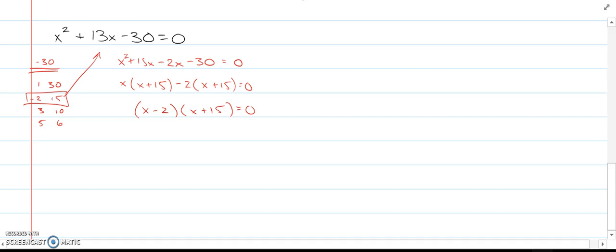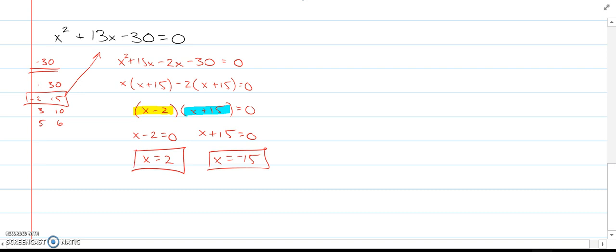The new stuff says take this thing and this thing and solve each one of them for 0. It's not good enough to factor and stop. Now we have to factor and solve. Your answers are 2 and -15.